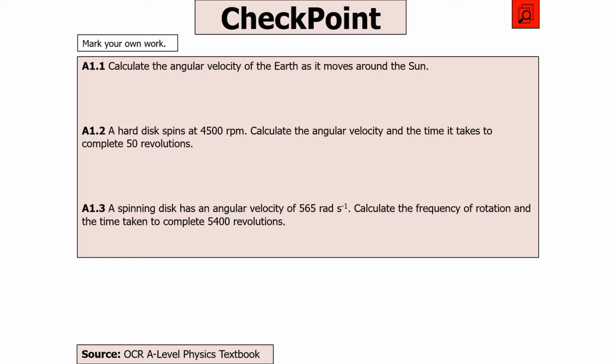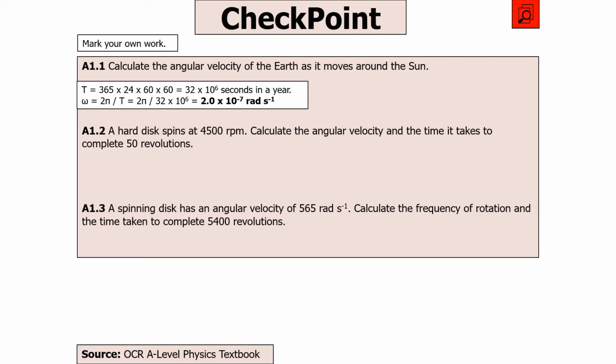Right, in this first one, you've got to think about what the time will be for the Earth to go around the Sun, and it has to be in seconds. You do 365 times 24 times 60 times 60. We then say angular velocity is 2 pi over t, as we looked at before. So it's 2 times 10 to the minus 7 radians per second.